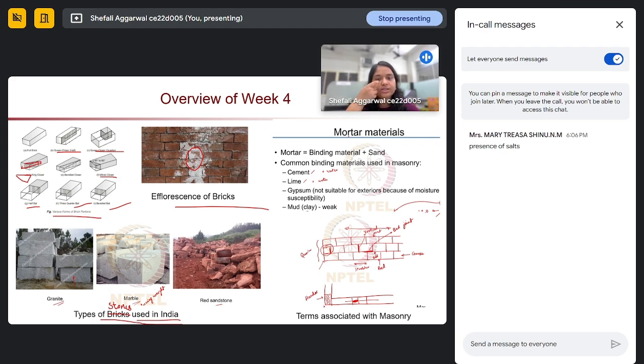And the third thing is about the mortar. So what exactly is the mortar? Any idea? When we are mixing a binding material and sand, we call it a mortar. In our concrete industry, if we are mixing cement and sand with water, we call it a mortar. The common binding materials used in masonry are cement, and we also use lime, gypsum and clay. These are the different types of binding material which, when added with sand and water, will form the mortar for our system.